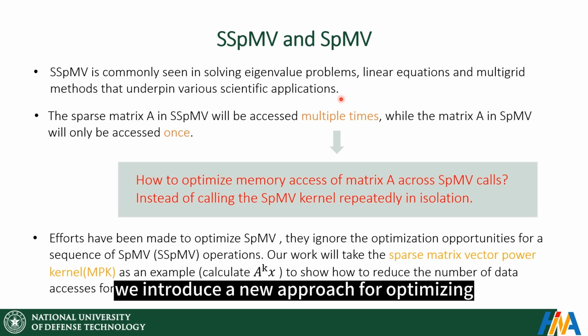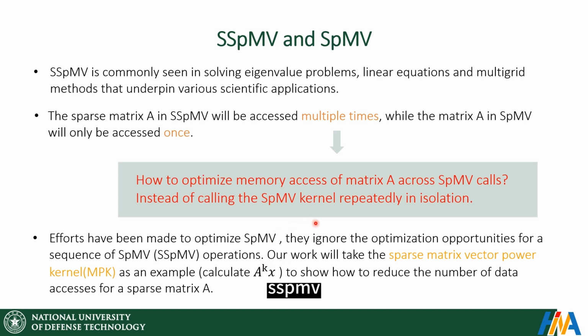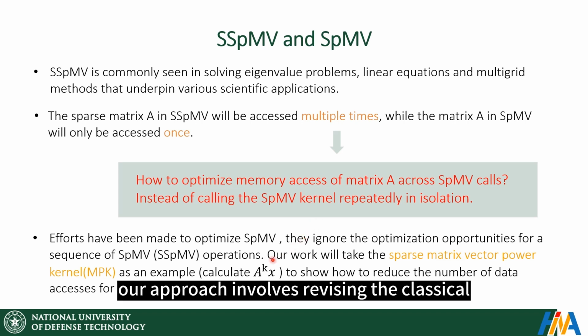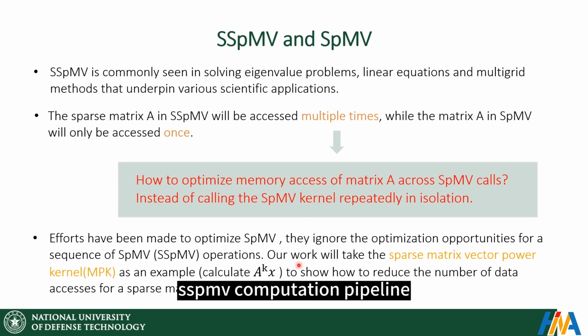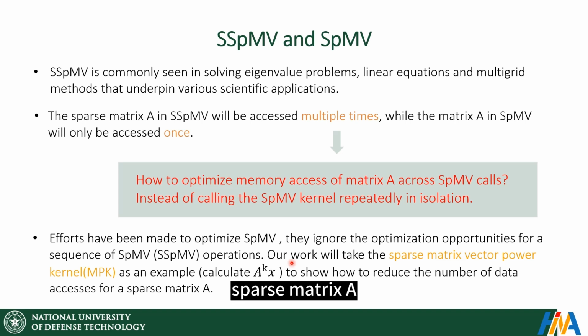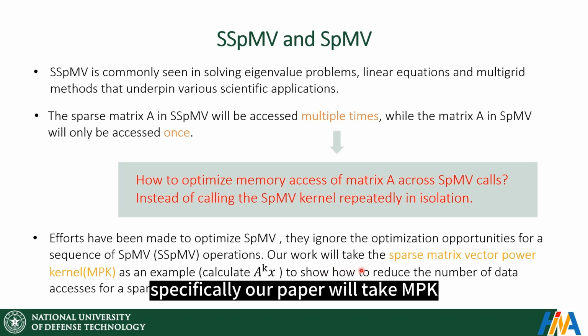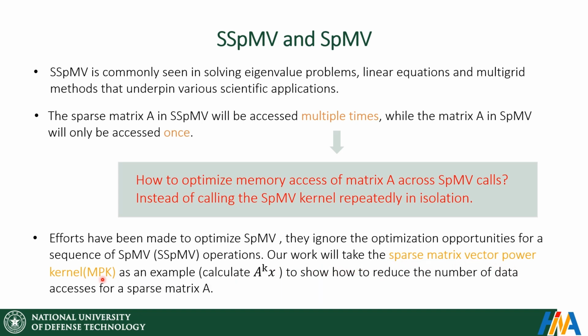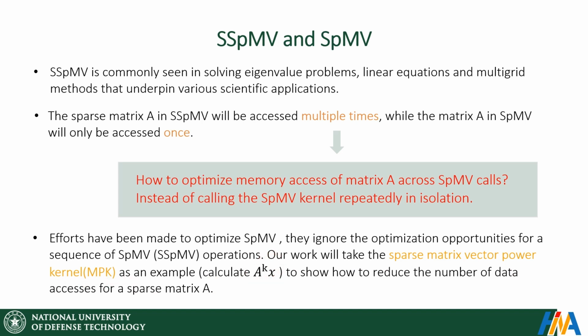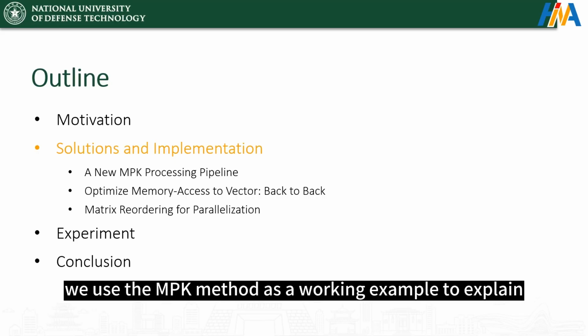In this paper, we introduce a new approach for optimizing double SpMV by leveraging the sparse matrix data locality across consecutive SpMV invocations. Our approach involves revising the classical double SpMV computation pipeline used by mainstream algorithms to reduce the number of data accesses to the sparse matrix A. Specifically, our paper will take MPK, the sparse matrix vector power kernel, as an example, which calculates A to the k power times x. In this part, we use the MPK method as a working example to explain our solutions.